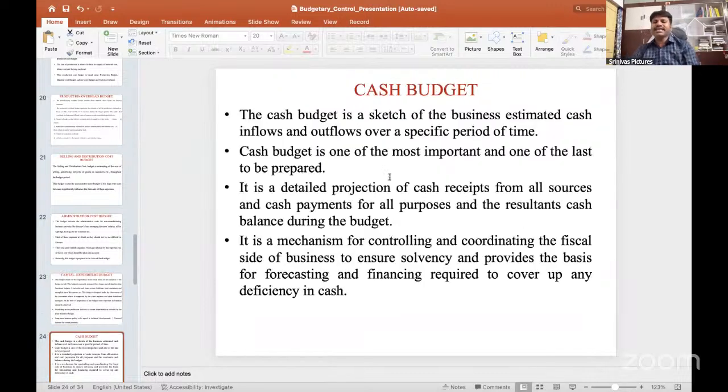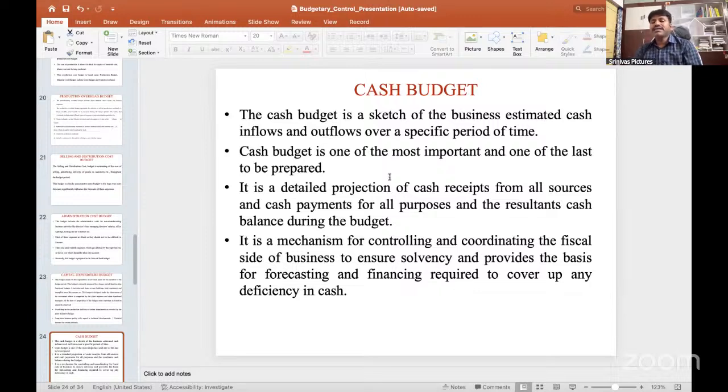So the next one is the cash budget. This is a very important topic from the examination point of view also. What does cash budget mean? The cash budget is a sketch of the business's estimated cash inflows and outflows over a specific period of time.